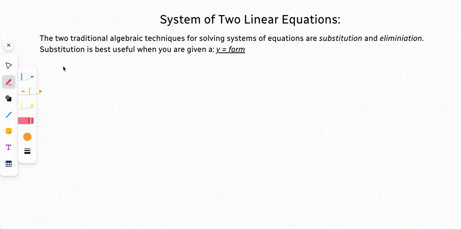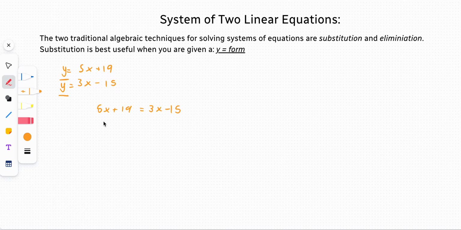For example, let's say we're given the system y equals 5x plus 19 and y equals 3x minus 15, okay? The first thing we notice is that it's in the y equals form, meaning substitution is the best method for us to use. We also want to recognize that these are both equal to y, so we can just set them equal to each other because they're both equal to the same thing.